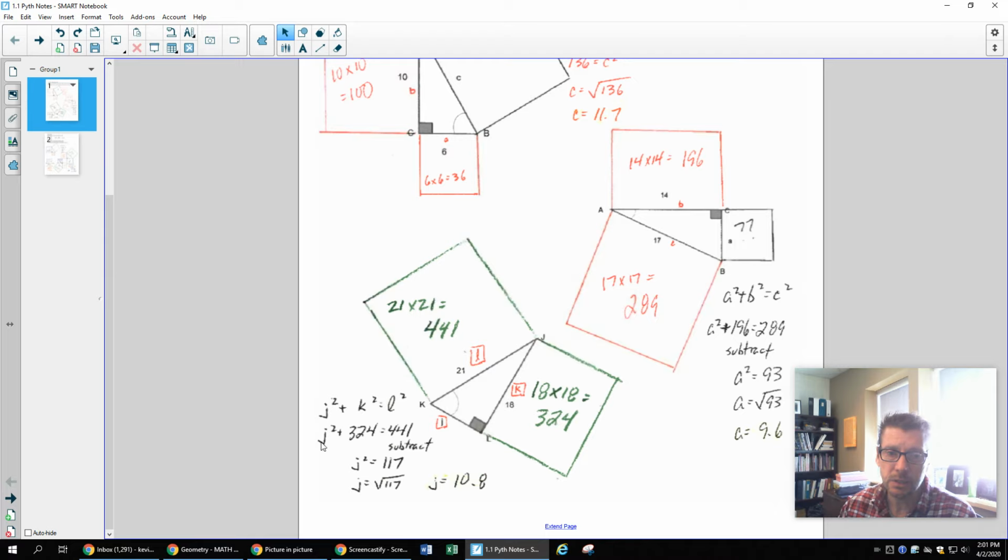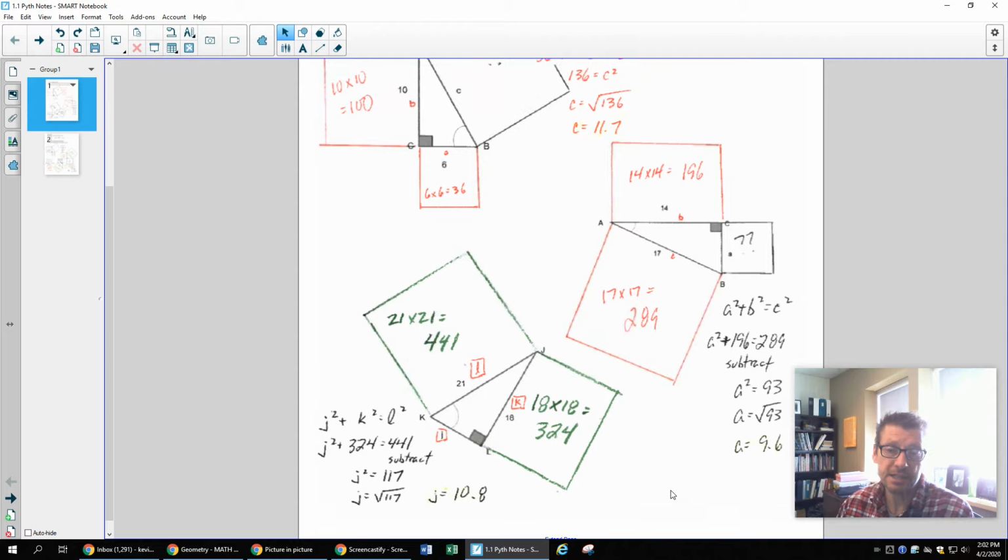So j squared is unknown. K squared, which is 18 times 18, is 324. And then L squared, 21 times 21, is 441. Again, I'm subtracting because I want to find the little one. And then square root, and the length of my side is 10.8.